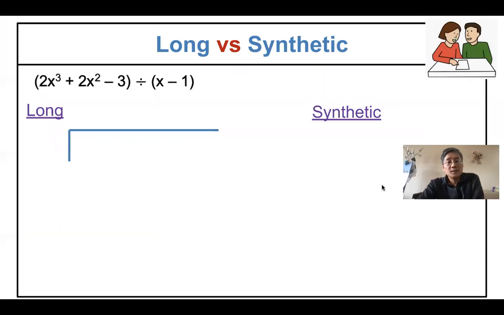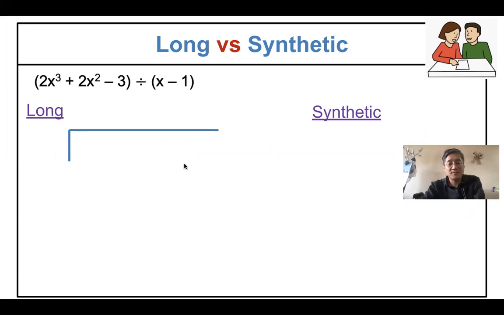So let's try directly. 2x cubed plus 2x squared minus 3 will be divided by x minus 1. Let's divide this polynomial using long division and synthetic division both, and then compare which one is better for you. How do you write down this one? Let's first do the long division: 2x cubed plus 2x squared minus 3.